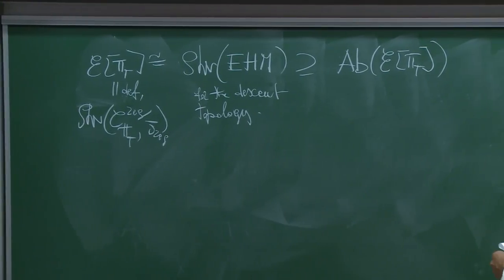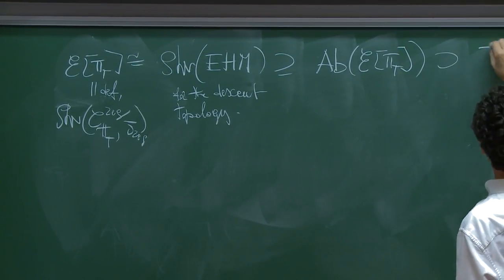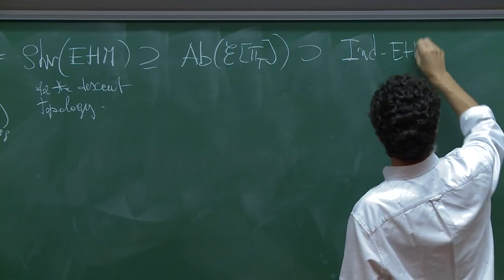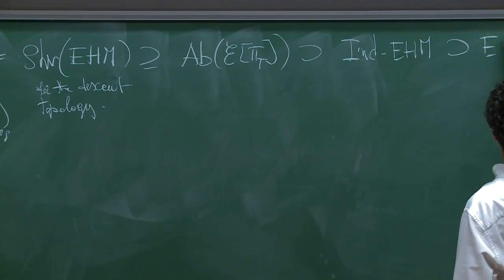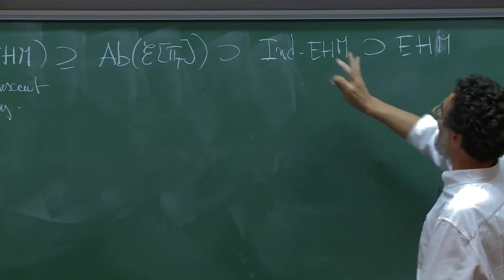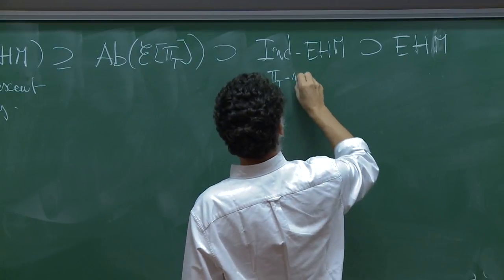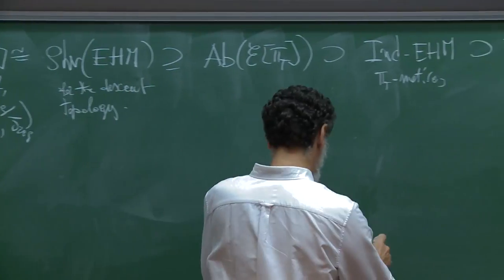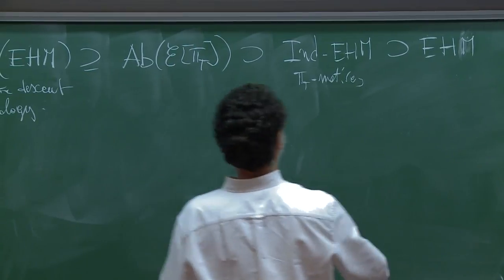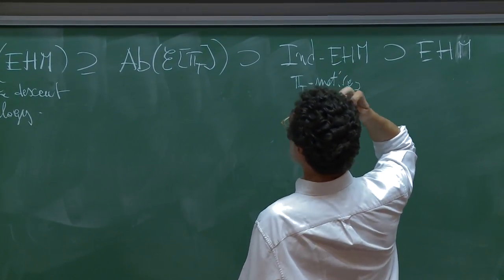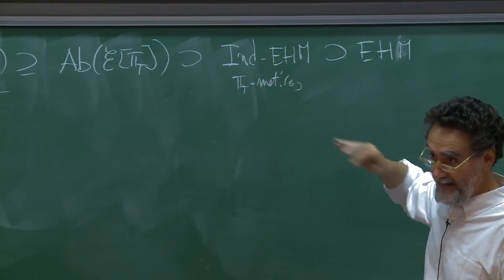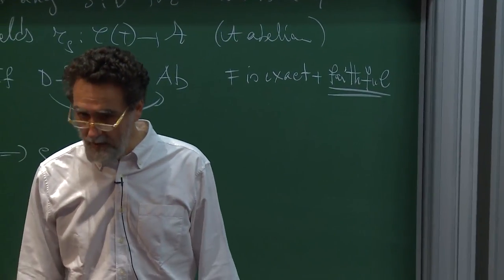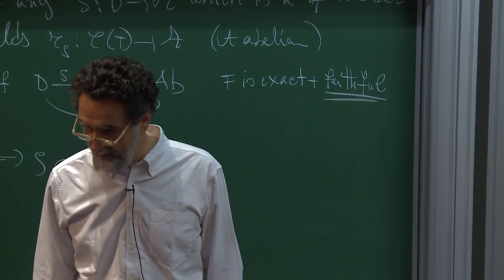And here you have a nice subcategory, which is Ind IHM, which also contains, of course, IHM. As you see, you have TT motifs, and these are constructible TT motifs. And in fact, these are left exact functors. The abelian groups inside the topos are the sheaves of abelian groups for this topology. The other left exact functors.